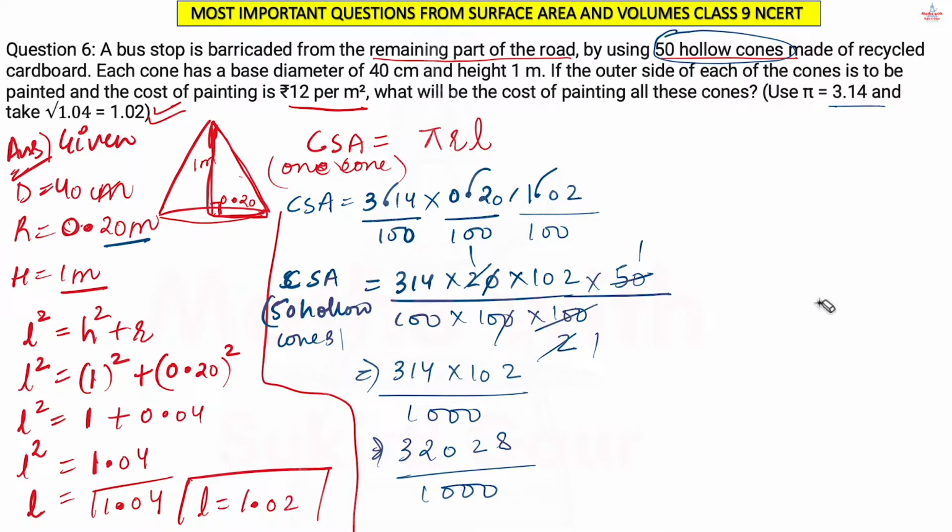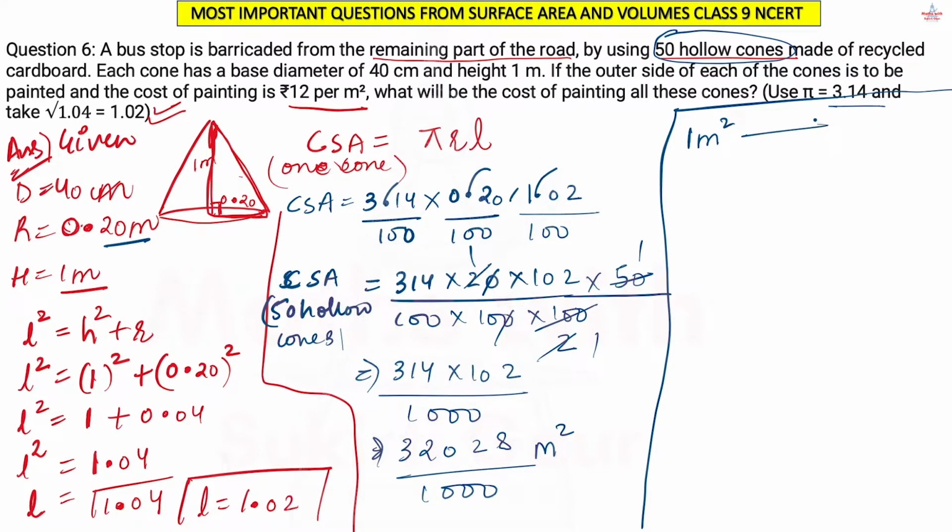Now we have got the curved surface area, or the total area to be painted, for 50 hollow cones. Okay, so this is the area in meter square which is required to be painted, total area. Now we have been provided with the cost. So for 1 meter square they have given us rupees 12. Now for how much? 320. Let us convert it into decimals as well. So we have 3 zeros, cancel them and just shift the decimal 1, 2 and 3. 32.028.